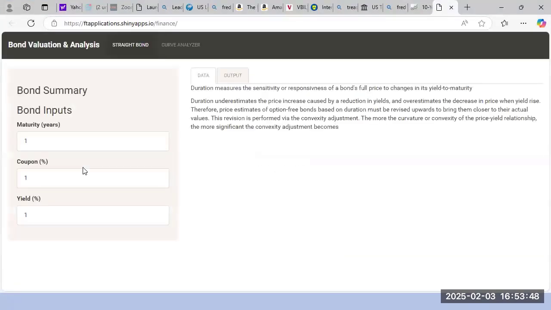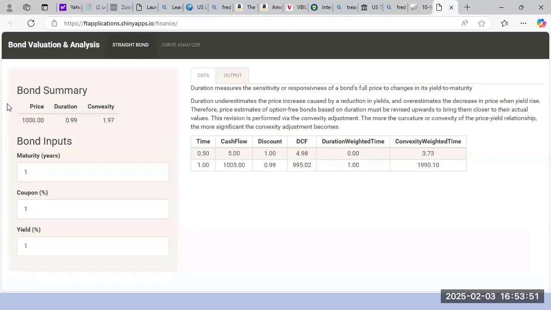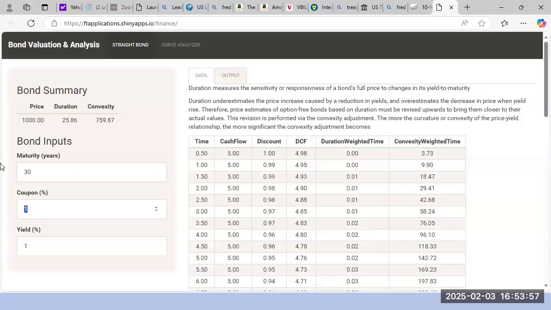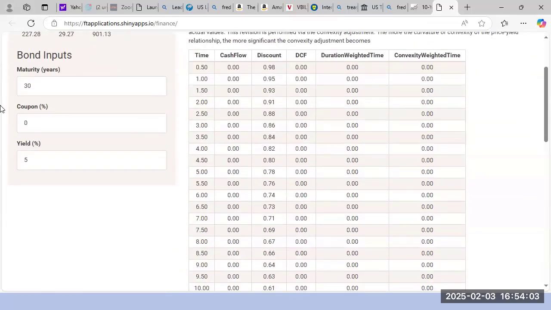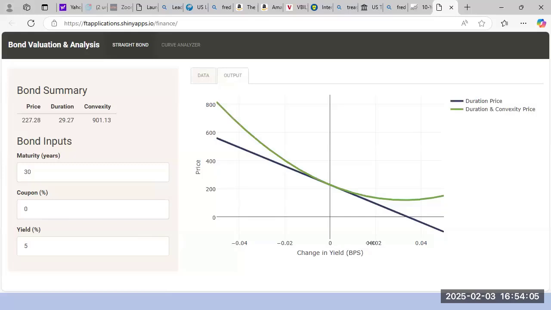Let's see if I can get into this page. All right. So one of my students built this for me, I think, in Python. Let's do a 30-year bond with no coupon, and the yield is 5%. So this is the output. What this is showing you is you have this bond that you bought right here. As interest rates rise, the bond price falls. As rates fall, the bond price rises.